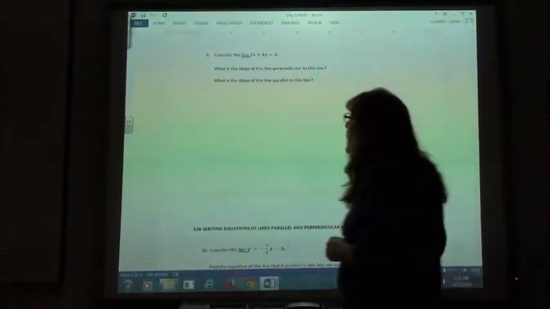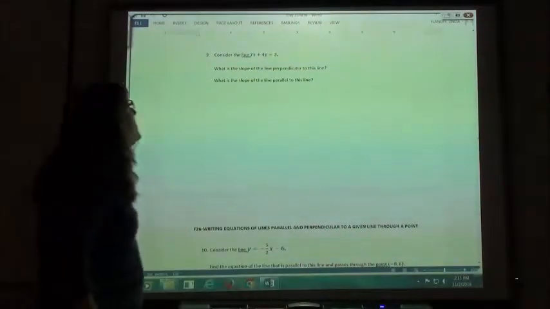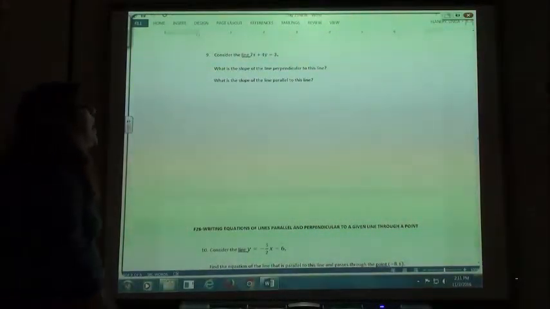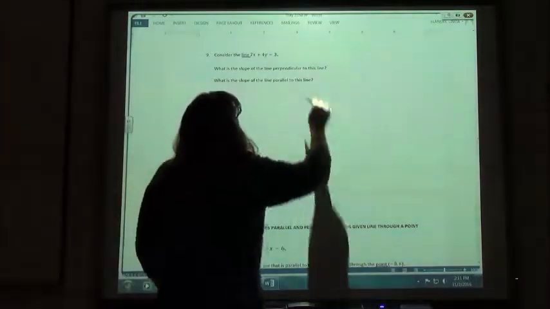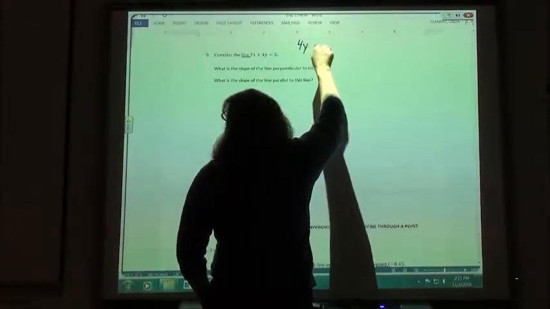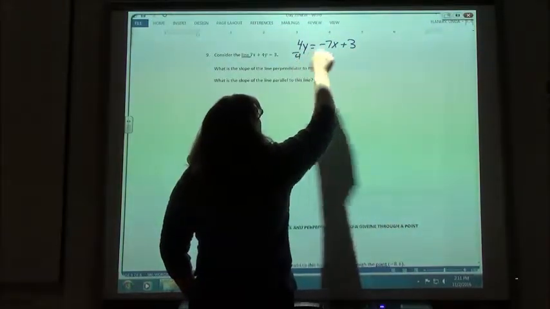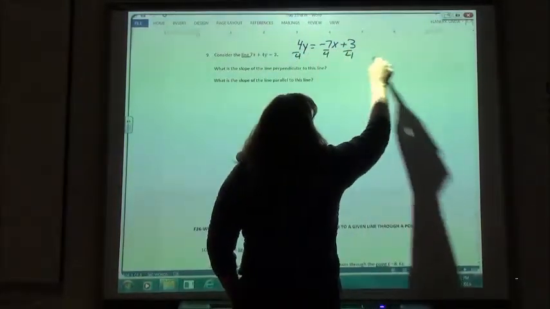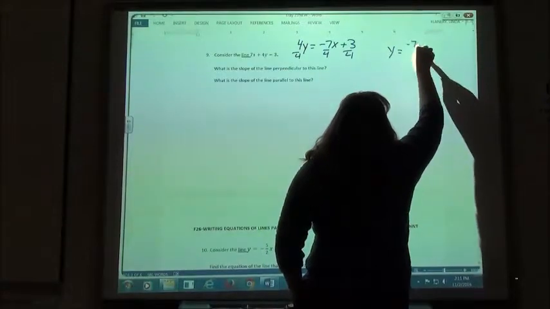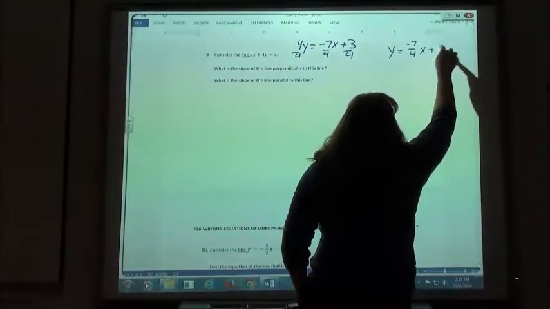Number 9 then. Consider the line 7x plus 4y equals 3. I want to find the slope of that line. So 4y equals negative 7x plus 3. I'm going to divide by 4. So y equals negative 7/4 x plus 3/4.